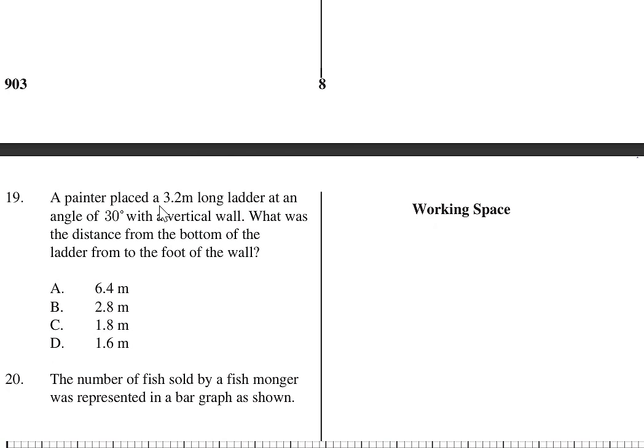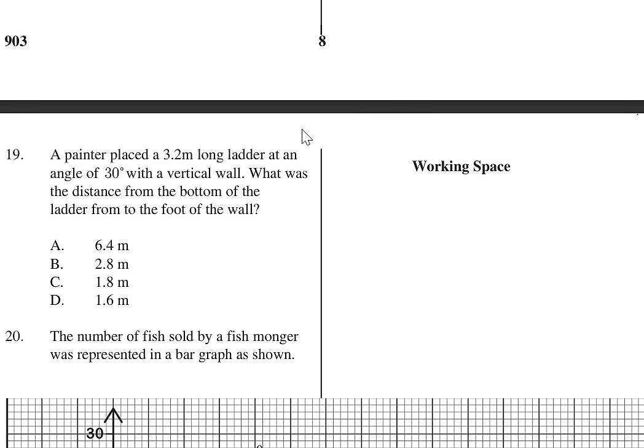A painter placed a 3.2 meters long ladder at an angle of 30 degrees with a vertical wall. What was the distance from the bottom of the ladder from the foot of the wall? Very easy. So we have to draw a sketch. So wall, I can use this as a wall. Hii line ni yaka straight. So it's maybe nachore ladder yangu hapo. Then here we have the foot. So in the wall yangu. So this is 90. So a painter placed a 3.2 meters long ladder. So a ladder ni 3.2 meters long. At an angle of 30 degrees with a vertical wall.